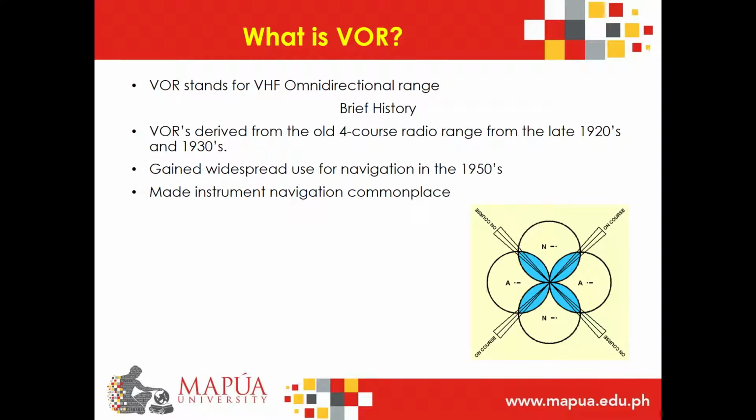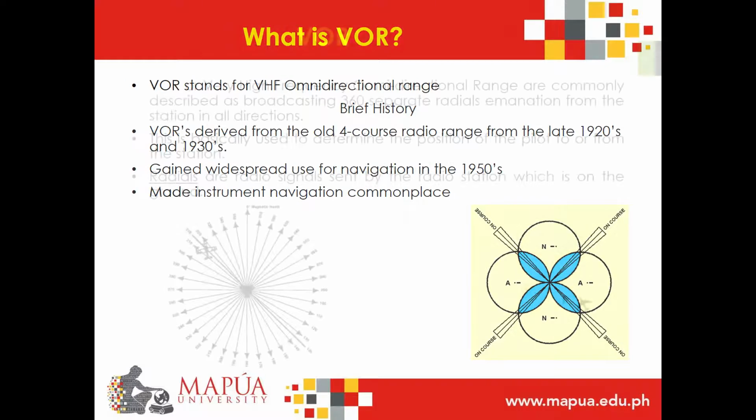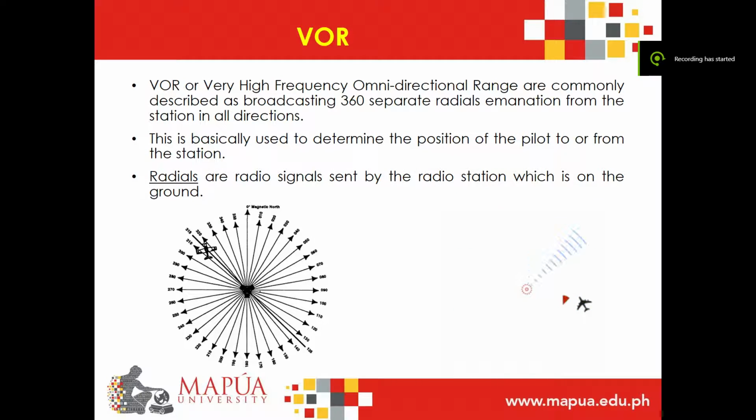VOR gained widespread use for navigation in the 1950s, and made instrument navigation commonplace. VORs are commonly described as broadcasting 360 separate radials emanating from the station in all directions. This is basically used to determine the position of the pilot to or from the station. Radials are terms for radio signals sent by the radio station, which is on the ground. By the way, VOR has reference to the magnetic north.